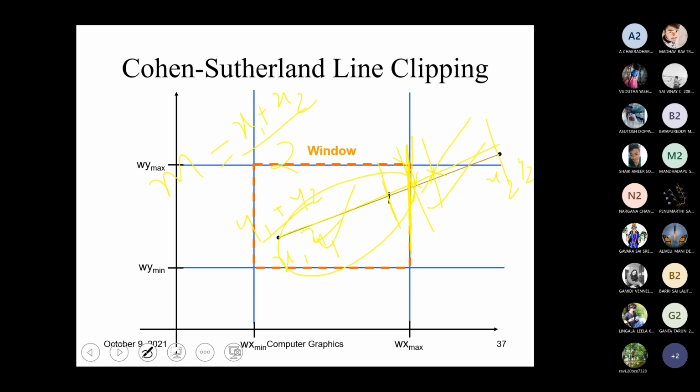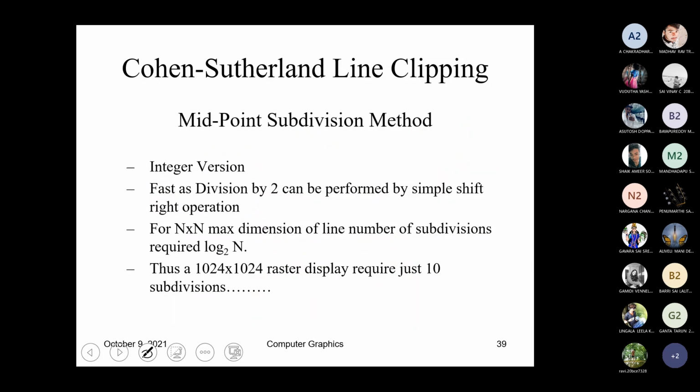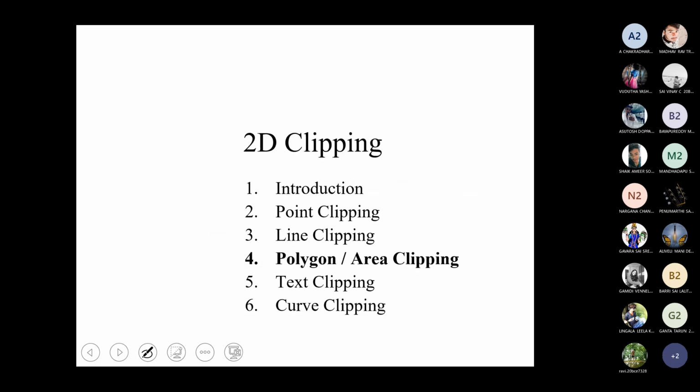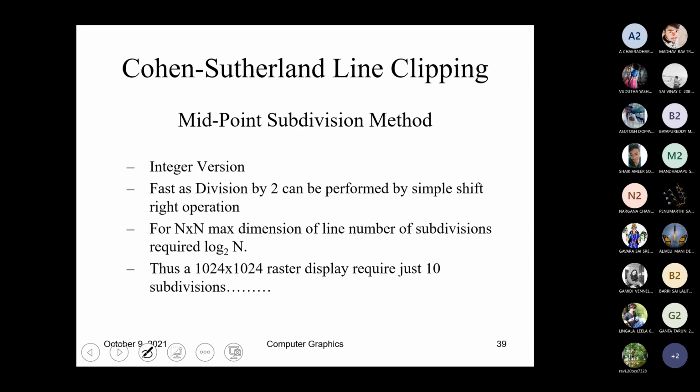So it is showing here already. Here it is clipping, right? Again the midpoint is this, again it is clipping. Again the midpoint is this, right? Again it is clipped. I hope you are able to see the screen. So that is called the midpoint subdivision algorithm. Shall we stop here? We'll see polygon clipping in the next class.